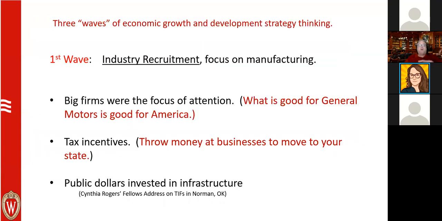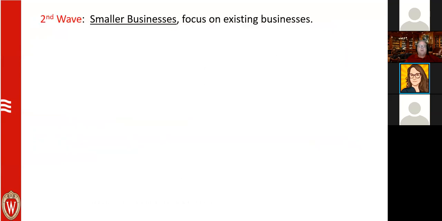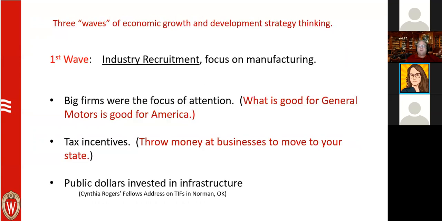So the first wave, industrial recruitment, focus on manufacturing. What's the engine of economic growth? Manufacturing. Okay, big firms for the focus of attention. What is good for General Motors is good for America. Focus on those big companies, the Foxconns, the Mercedes-Benz, the Amazons. Tax incentives, okay? Throwing money at businesses to move to your state, okay? Public dollars invested in infrastructure.